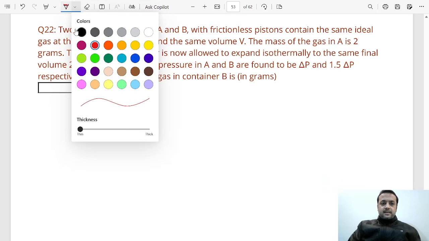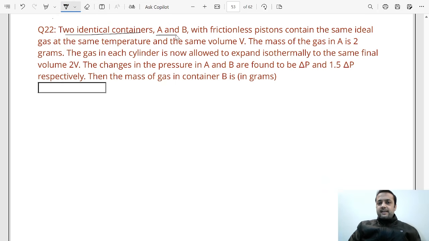Then here, two identical containers A and B with frictionless pistons contain the same ideal gas at the same temperature and same volume. The mass of gas in A is 2 grams. The gas in each cylinder is now allowed to expand isothermally to the same final volume 2V. The changes in the pressure in A and B are found to be delta P and 1.5 delta P. Then the mass of the gas in the container. Let's understand what is happening here.